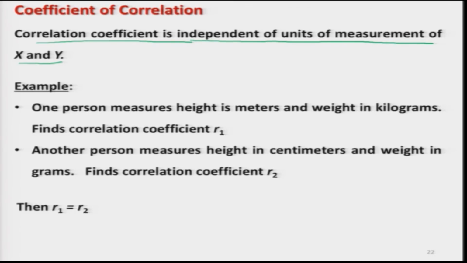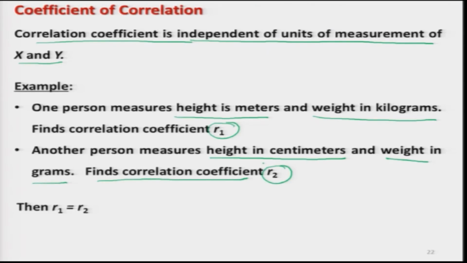Suppose one person measures the height in meters and weight in kilograms and finds the correlation coefficient as say R1. Now, there is another person who measures the height and weight of the same set of people, but measures the height in centimeters and weight in grams, and finds the correlation coefficient as say R2. Then both R1 and R2 are going to be the same, they will have identical values, and that is a very nice advantage of using the correlation coefficient.